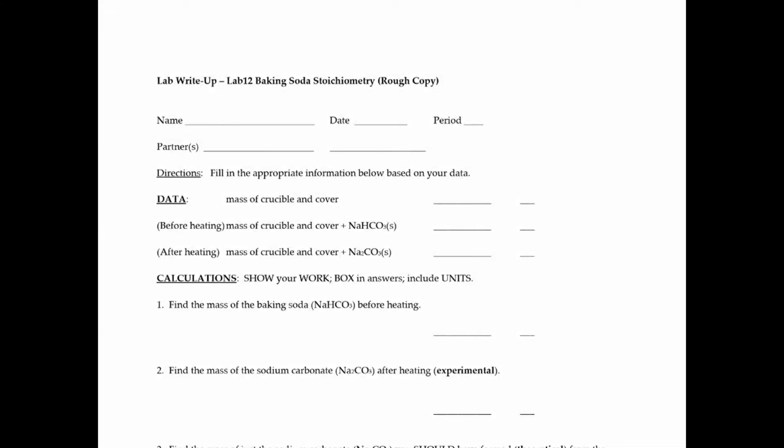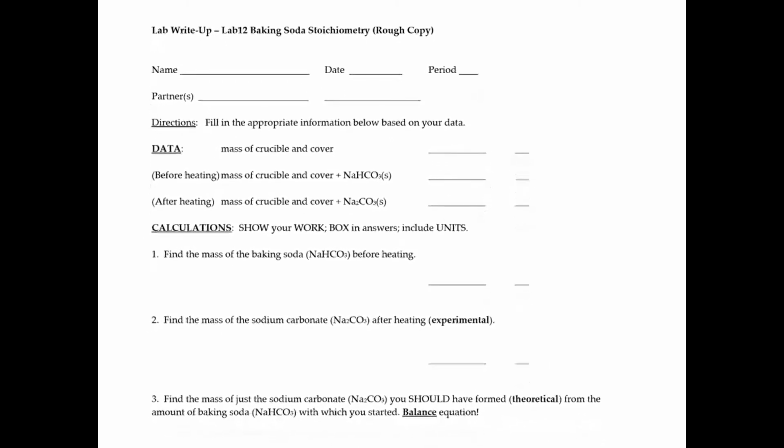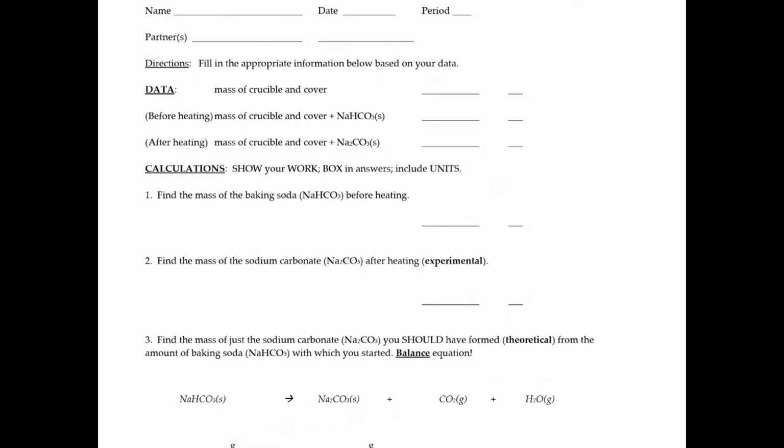Today we're going to be looking at the lab write-up of the baking soda stoichiometry lab, page 13 in the chapter 12 packet for Chem 1. Let's review what you did with your lab. You had 3 different weighings during this lab. The first weighing you did was the plain old crucible by itself.